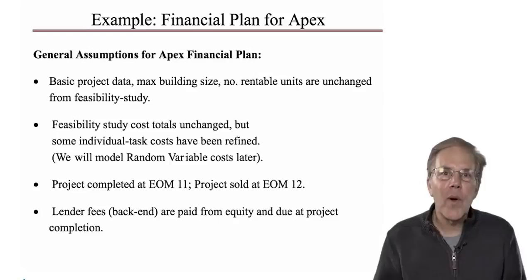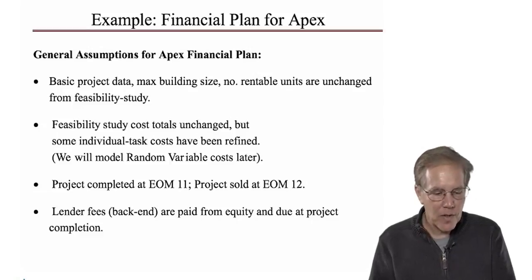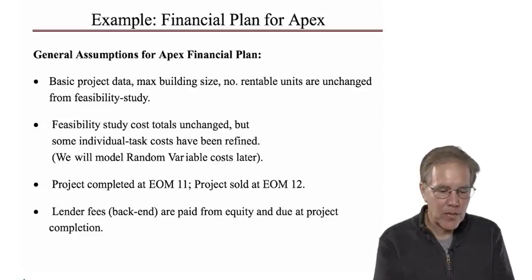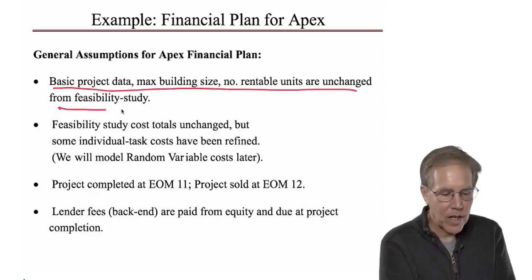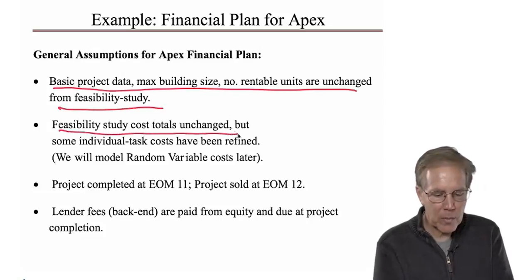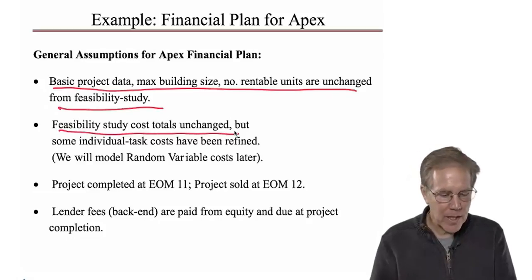So let's jump right back into Apex, and let's build on the feasibility study, make some improvements, get a little more finer grained, and do a financial plan. So we'll consider all the basic data is the same as it was in the feasibility study, and the feasibility total costs are going to remain unchanged, but now we're going to look at them more carefully in time, and we might rearrange some of them.